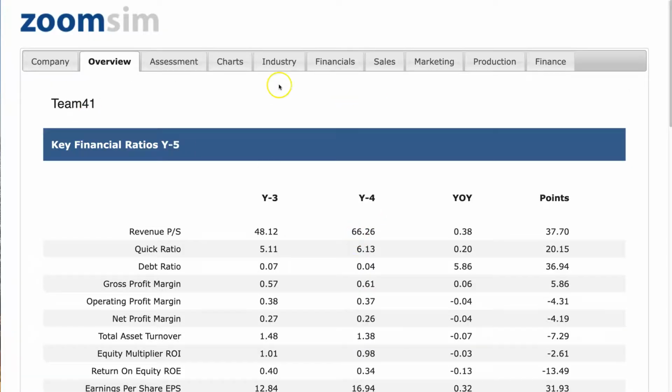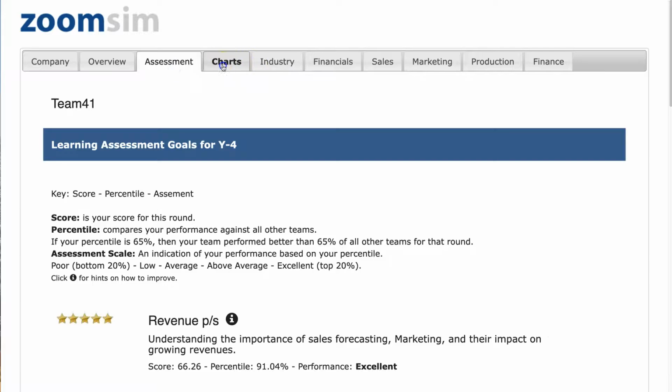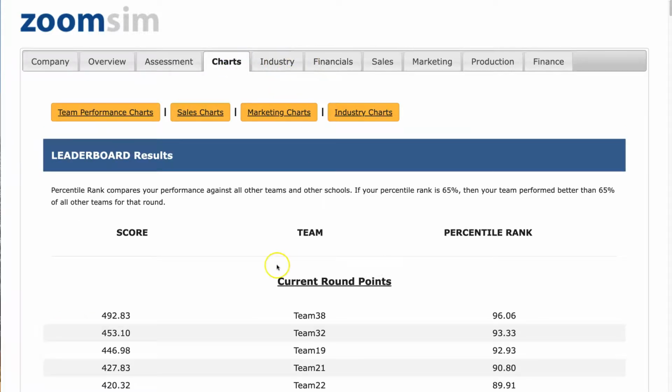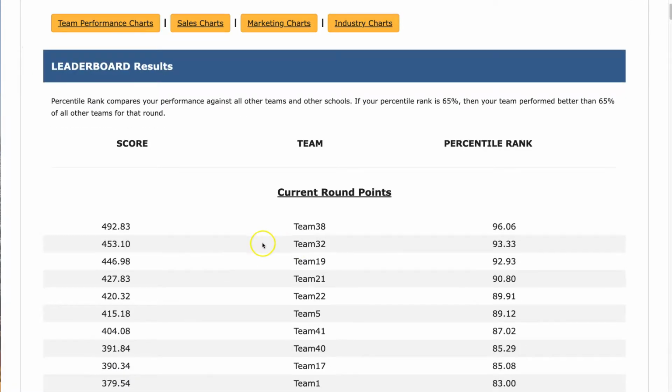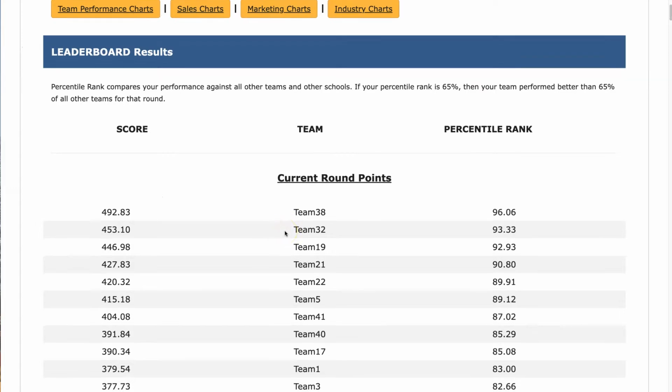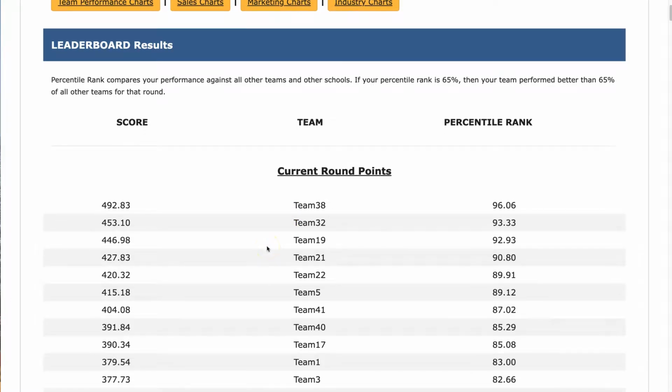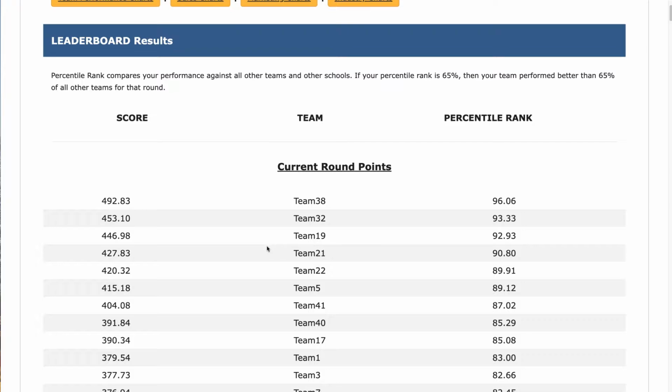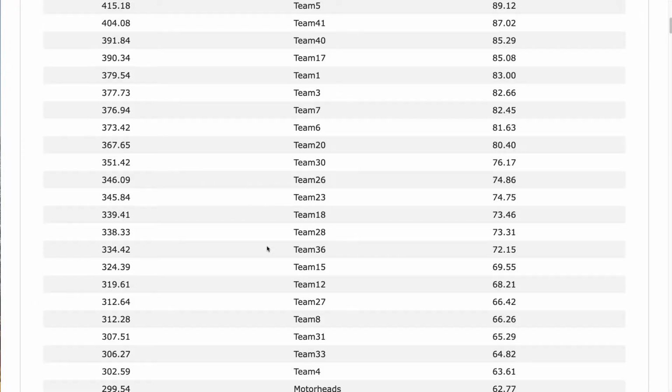So again, you can check over your assessments, look at your charts, and you see that most teams, no one really broke 500 this round, because round 4 is really a building round. It's a critical round, and typically the lowest points in the whole simulation occur in round 4. Rounds 5 and 6 are a little bit easier to make points in.